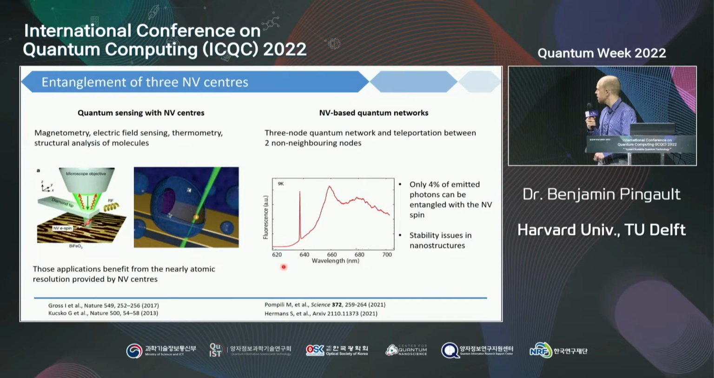If we have a closer look at the fluorescence spectrum of the NV center, you have this sharp peak, which is the zero phonon line, and corresponds to photons that are coherent with the electronic spin state of the NV. They constitute only 4% of the total emission. All the rest, the big blob here, are incoherent photons that can be used for reading out the spin, but not as vectors of entanglement. Furthermore, the NV center has stability issues when incorporated into nanostructures. So for scaling up, that's not the best solution.